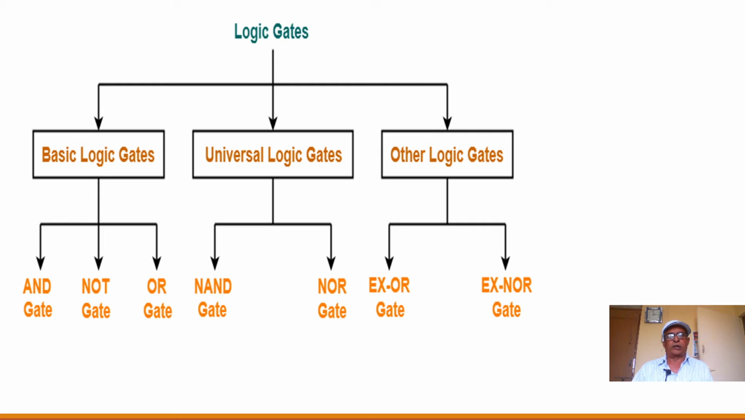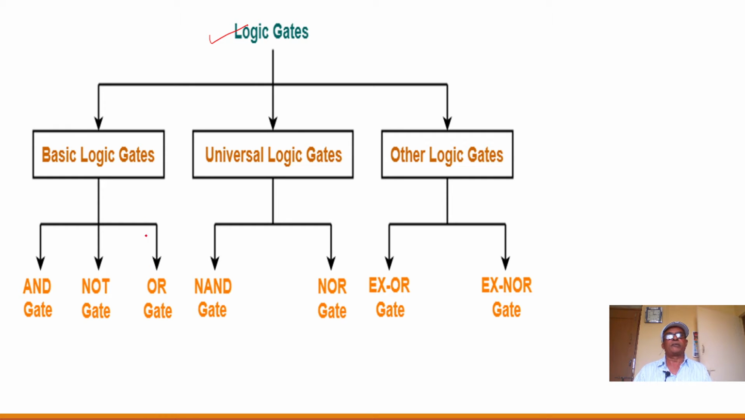Now the logic gate is the basic unit in designing a digital circuit. So these logic gates we are going to consider. There are two basic types of logic gates. One is the basic logic gates. These are also called fundamental logic gates, because using these gates we can construct any type of circuit in digital electronics. Further, there are three types of basic logic gates: AND gate, NOT gate, OR gate.